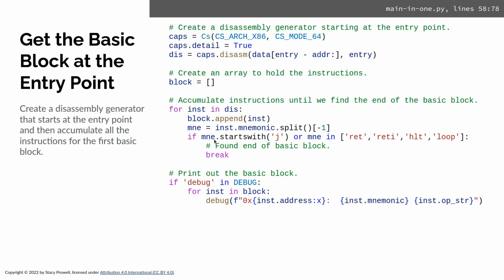And then I check to see if it starts with J. So that would be a jump or a JZ or a JE or any conditional branch. And there's some logic within the Capstone library you could use for this. I was lazy and just did this. Or if MNE was in the list of things that will terminate the basic block. And that would be return from interrupt, halt, and loop. If I found any of these things, that ends the basic block and I break out of the loop.